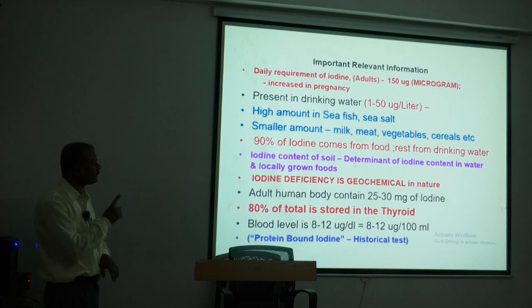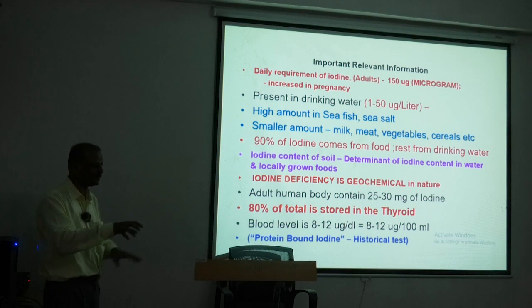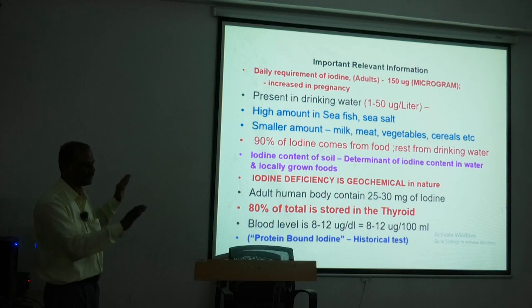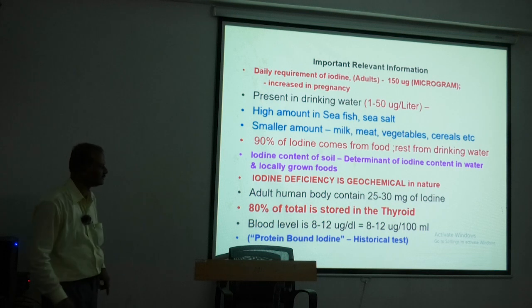Now the iodine content of the soil is the most important determinant of the iodine content in the water in that particular geographic area. And because of the water, the locally grown foods and animals, we subsist on basically fish, meat. The animals graze on those fields, so the iodine gets incorporated in those animals and we get iodine from dietary sources. So iodine deficiency in an area is basically geochemical in nature. Where the area is geochemically iodine deficient, only then will you get an iodine deficiency.